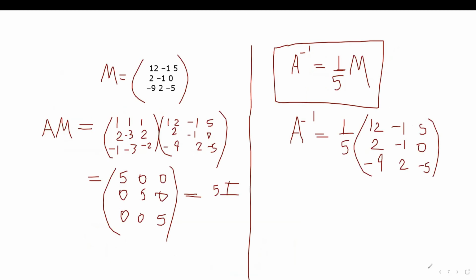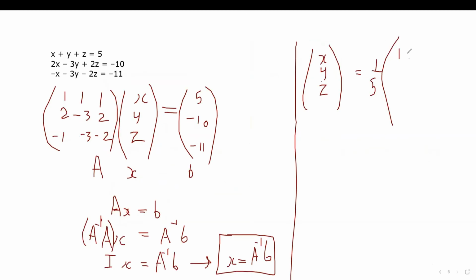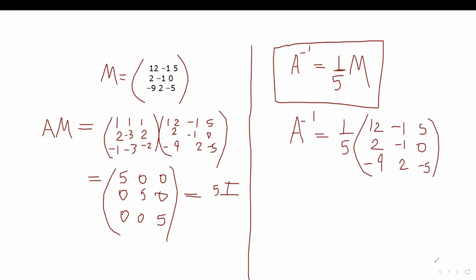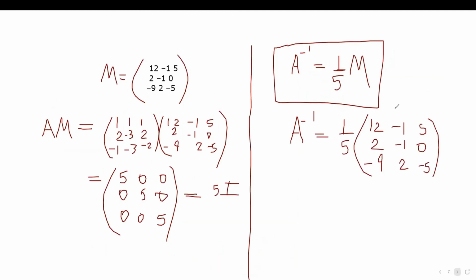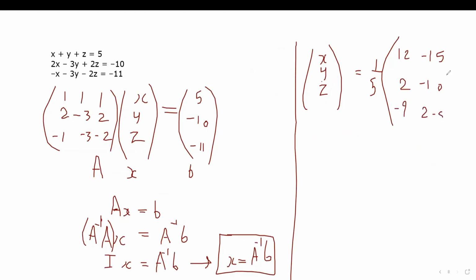the matrix with rows 12, minus 1, 5; then 2, minus 1, 0; and then minus 9, 2, minus 5. And then this is being multiplied by B. Where is B? This is B: 5, minus 10, minus 11. So we're going to multiply them out now.